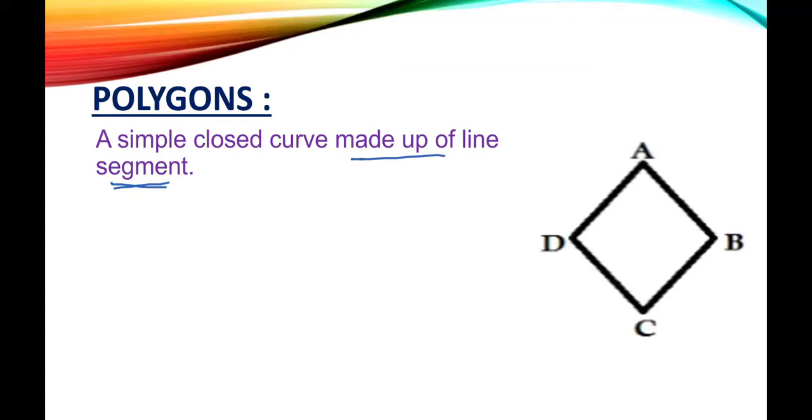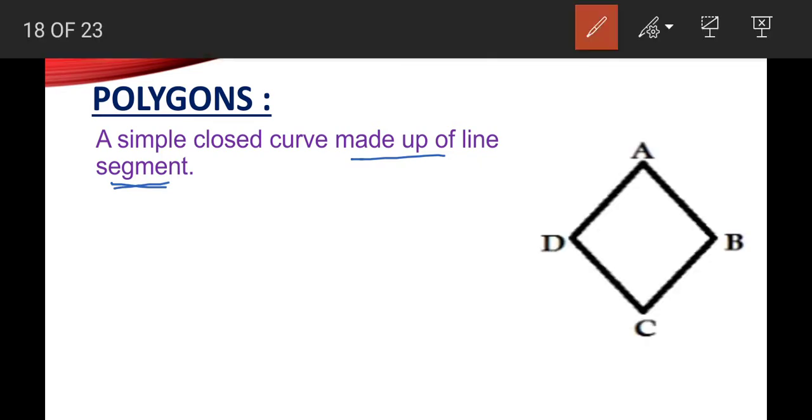So here is a curve that is made up of only line segments. This one, this, all these are line segments, and it is also a closed curve. So we can say that it is a polygon.